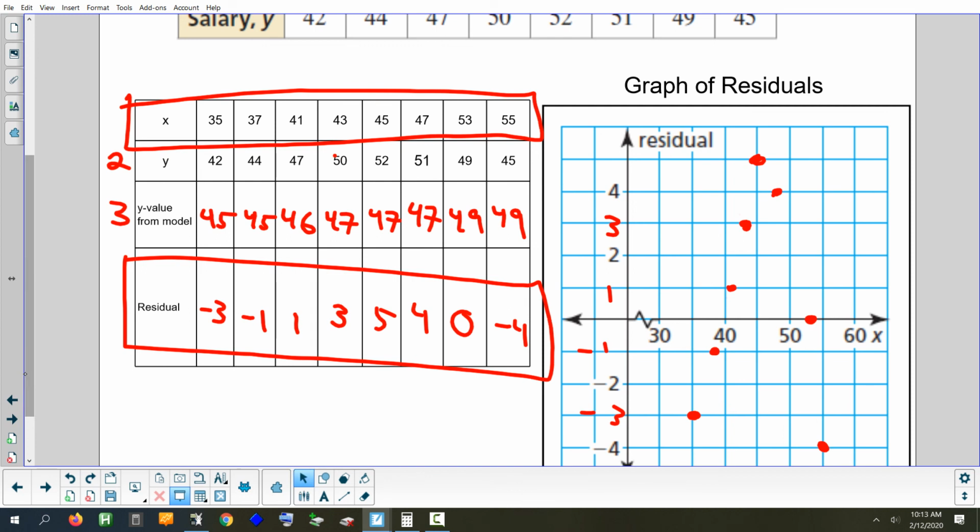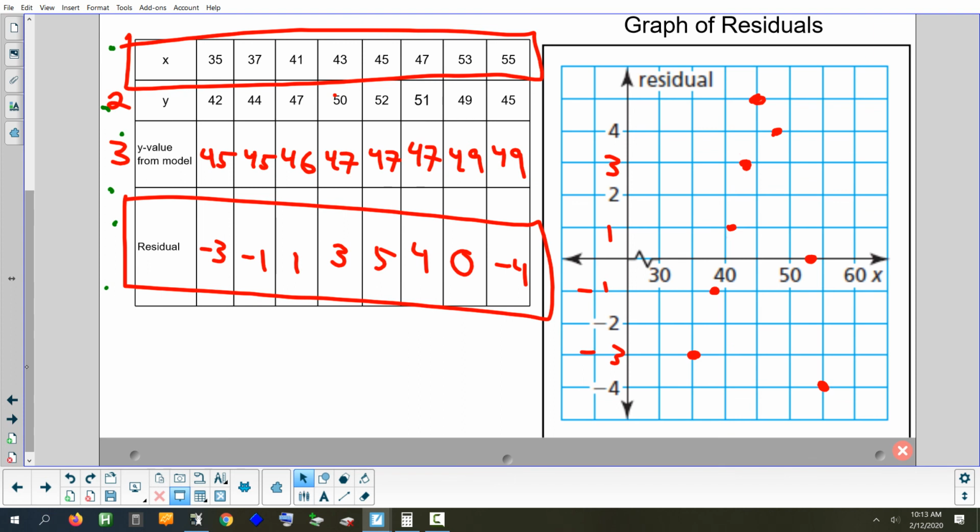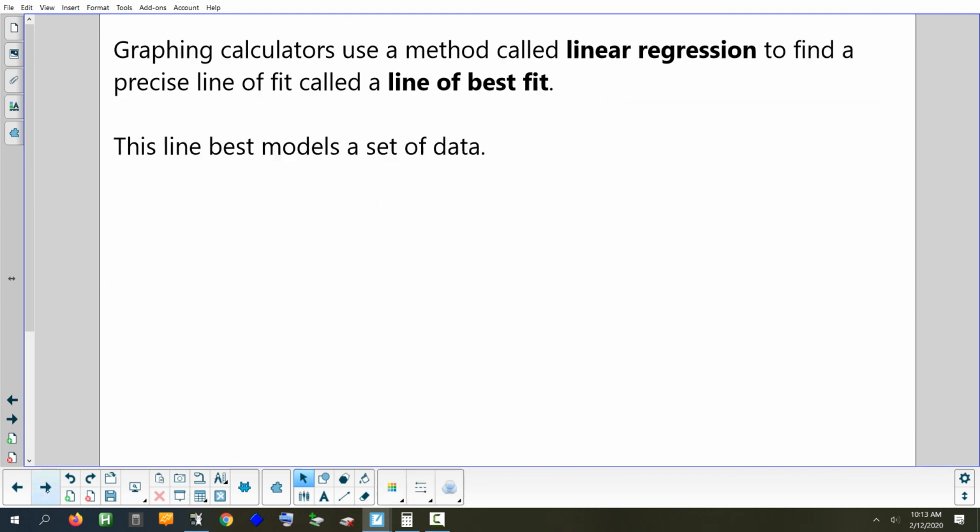So any question on that? On the test, you're going to have, I think, one of those, where the XY column is filled in. You have to do the Y value from the model, and you have to find the residual. And then you'll make that little chart. But this template is going to be on the test for you. So all you have to do is fill in the boxes. Okay, so any questions on that? All right.